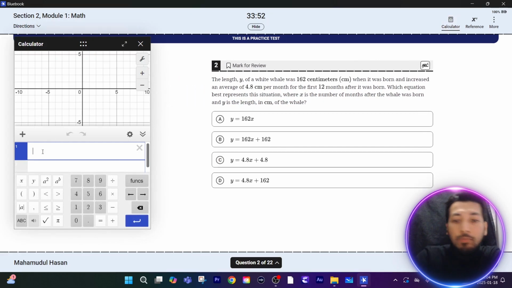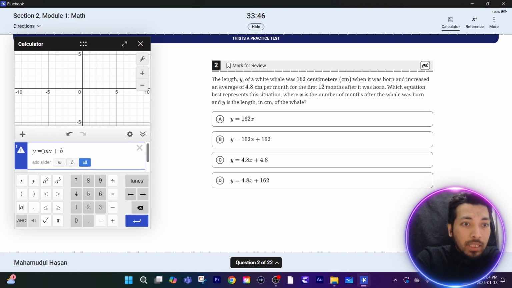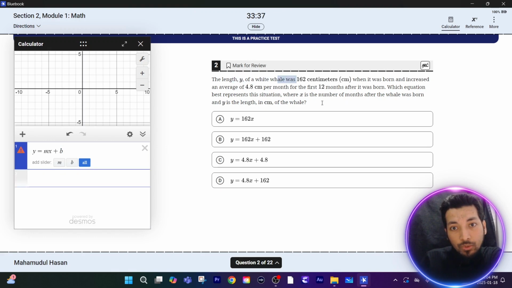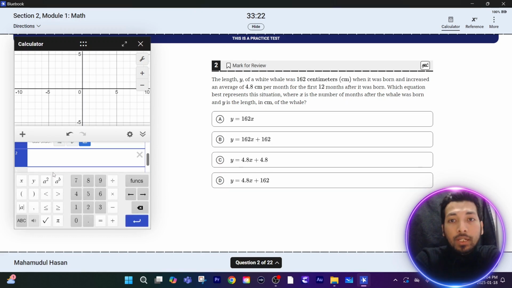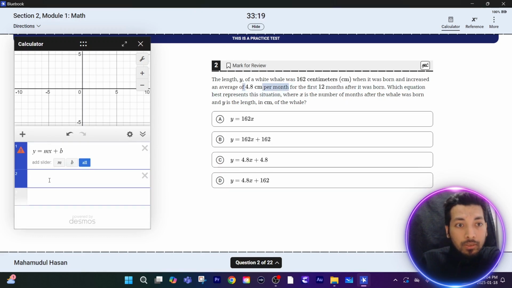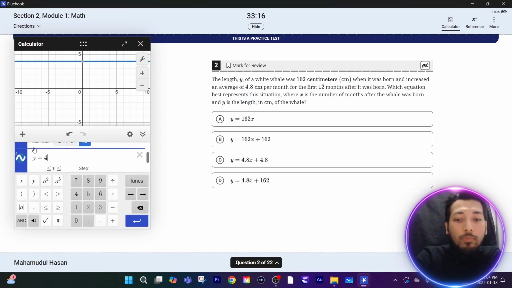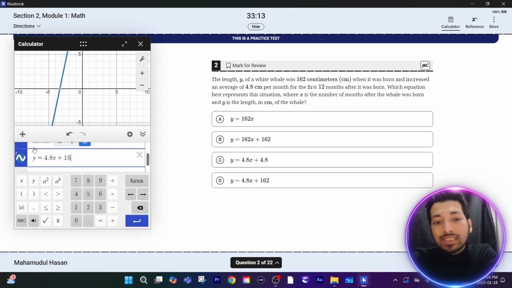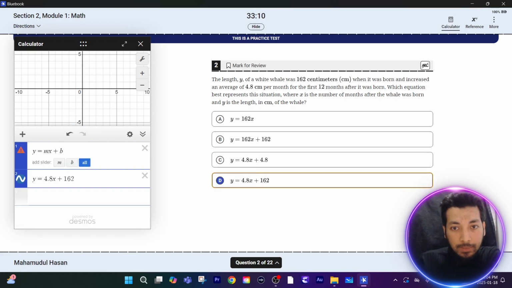162 centimeters. This kind of problem comes from the concept of y equals mx plus b, where m is the slope or the rate of change and b is the y-intercept or the initial value. In this case, the initial value is 162 centimeters. So we can easily cut off options A and C because in those cases we don't have the y-intercept, so it could be either B or D. Now we also know that the rate of change is 4.8 centimeters per month, so our equation is y is equal to 4.8x plus 162. The option is D. Perfect.